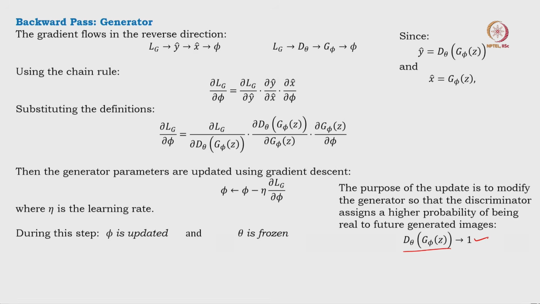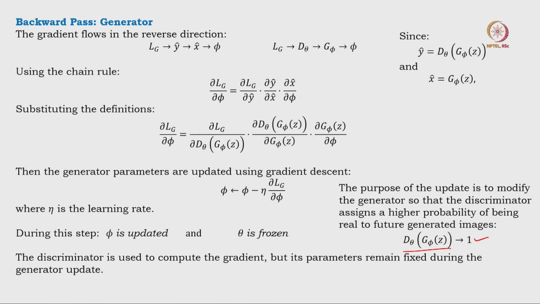When this value is closer to 1, there are two meanings again. The discriminator is not able to identify whether it is real or fake. If the discriminator is not able to identify, it means the generated images are very close to the original ones. So the discriminator is definitely used to compute the gradients, but its parameters remain fixed during the generator update. So this is the overall working of the generator. During this phase, only the generator parameters have been updated.